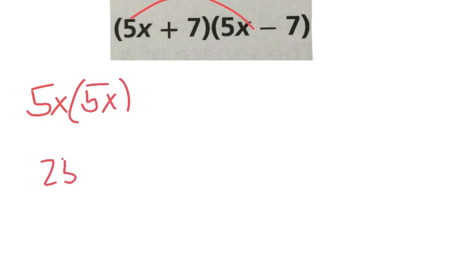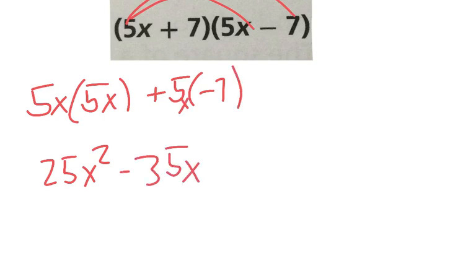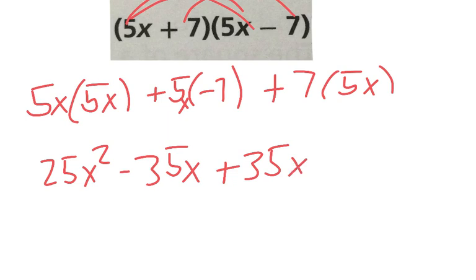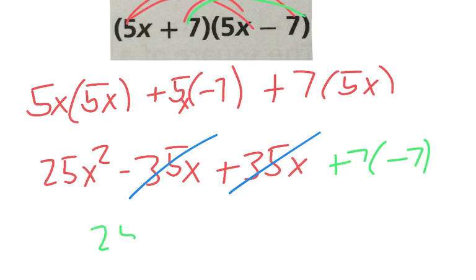which is 25x squared, 5x times negative 7, that is negative 35x. What about 7 times 5x? That's positive 35x. Look what's happening there. Those middle terms are canceling out. And then I have a negative 7 times a positive 7, which is going to be negative 49.